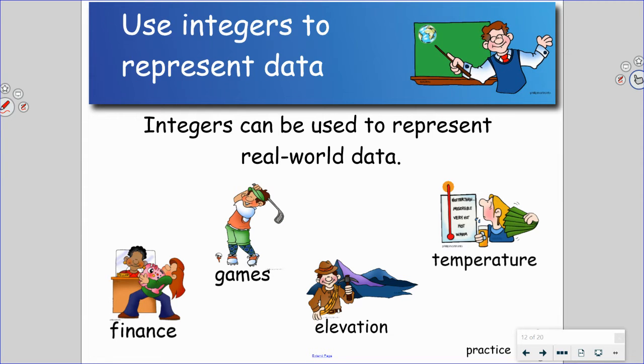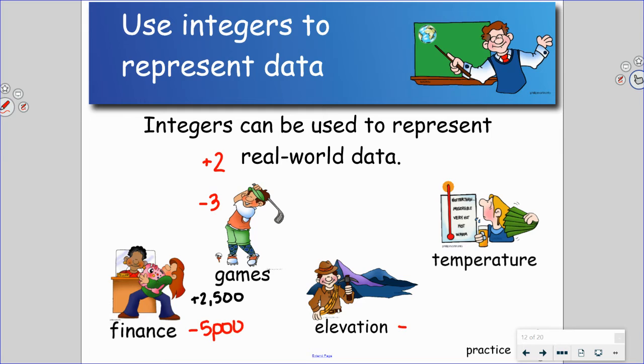Now, integers can be used to represent real-world situations. If anybody has played games such as golf, to be below par, you could be -3 strokes below par. You could also be +2 strokes above par. The term in the red is a money term. If you are in the red, that's not good because that means you owe debt. The term in the black is a good thing because that means you are above zero. You are breaking even, you're making money.